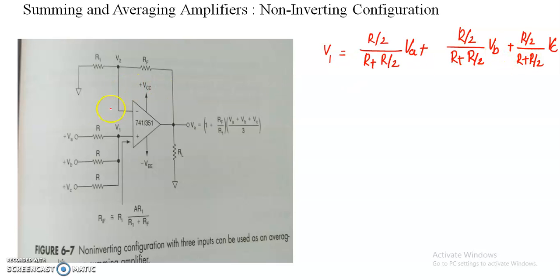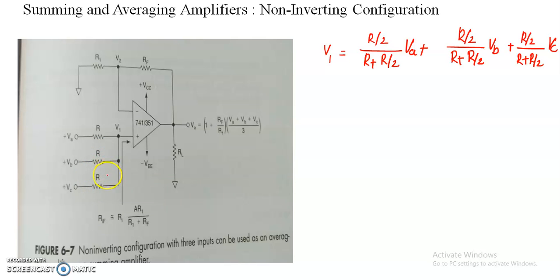In the superposition principle, the voltage at this node due to VA will be influenced by the parallel network. This parallel resistance network and a series resistance R. Due to this parallel network, we will get a resistance R by 2 and this series resistance R. If we are going to calculate the contribution due to VA, these two resistors, this R and this R, are parallel.